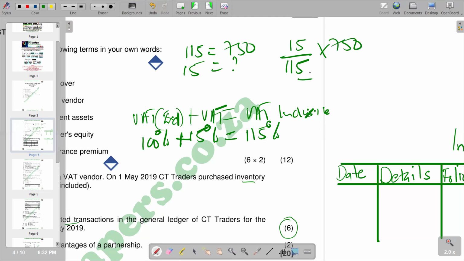So let's calculate it as such. We are going to say 15 divided by 115, and then the answer that you get, you multiply by 750. And then we are going to get 97.826.